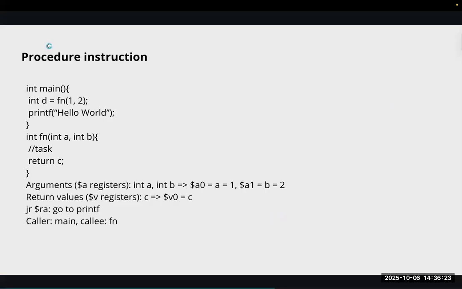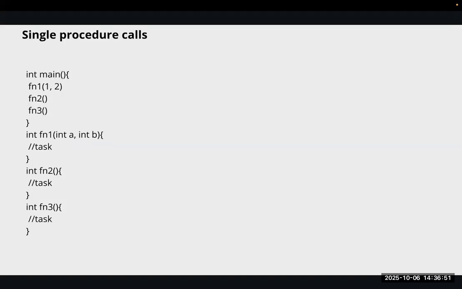And procedure instructions. These are like your functions, your function calls. Let's say this is your main. You're calling some function fn. When you call this function fn, it's going to, yes, look at this C code. The same thing, we're going to write it in MIPS here.